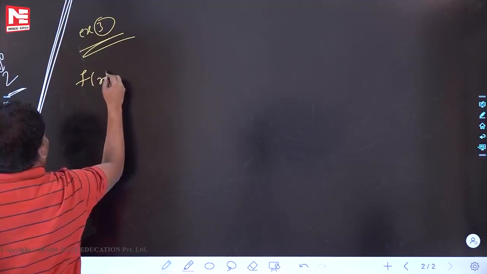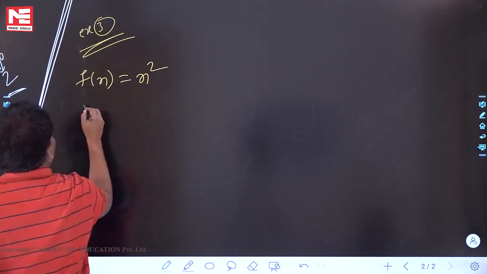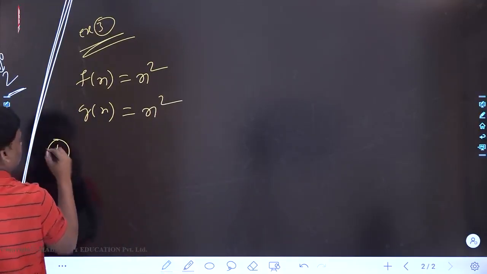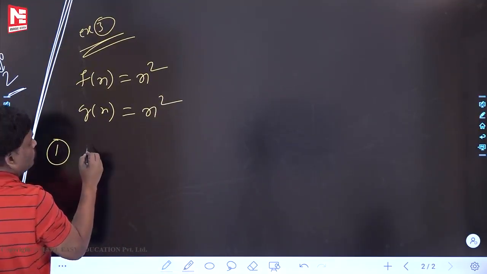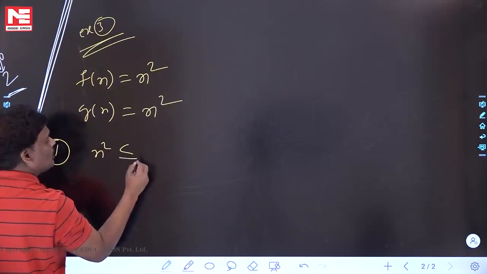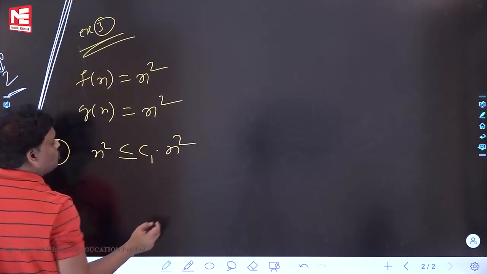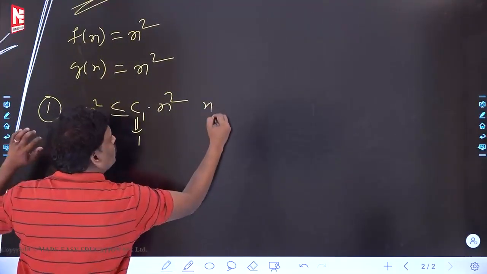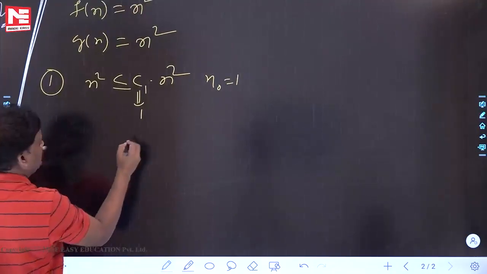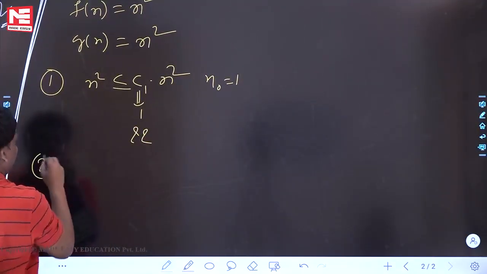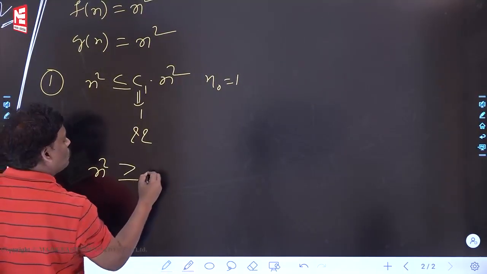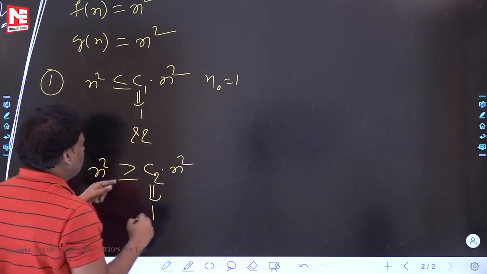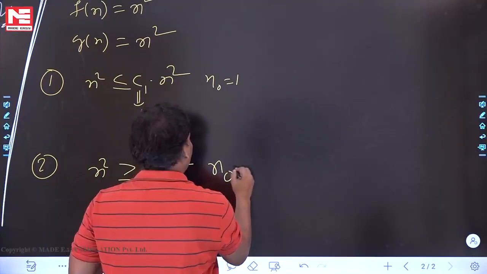f of n is n square, g of n is n square. See the first one, the first one I want to prove. N square is less than or equal to some C1 into n square. Is it possible? Yes, you can take 1. What is the n0 here? 1, from 1 onwards it will work. See the second one. N square is greater than or equal to C2 into n square. What is C2? 1, because there is a greater than or equal to. What is the n0? 1.